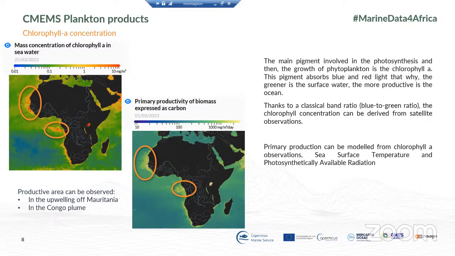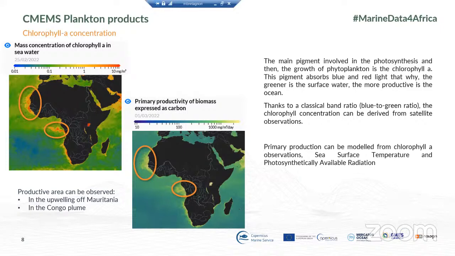To monitor this parameter, the chlorophyll, we are lucky because photosynthesis uses the chlorophyll A pigment, which is optically active. This pigment absorbs blue and red light and then colors the water green. So the phytoplankton concentration can be assessed thanks to the chlorophyll concentration.